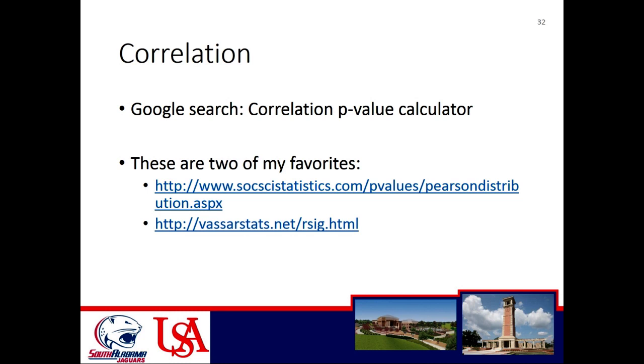There are multiple ways to find free websites. You could just Google search correlation p-value calculator, and you'll find a dozen, maybe 24 websites that will do this calculation for you. That will give you a p-value based on your correlation.